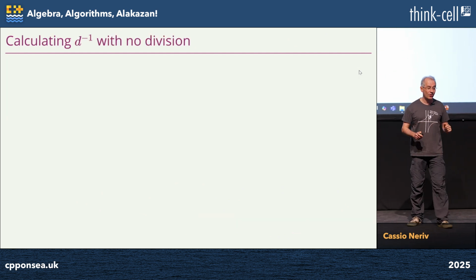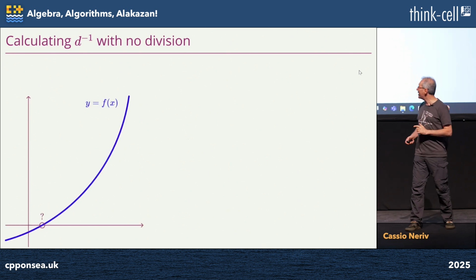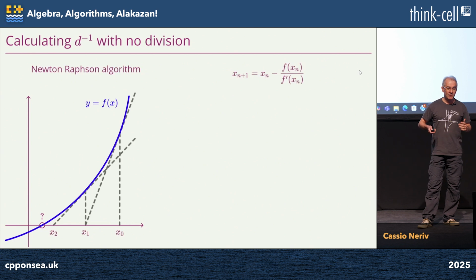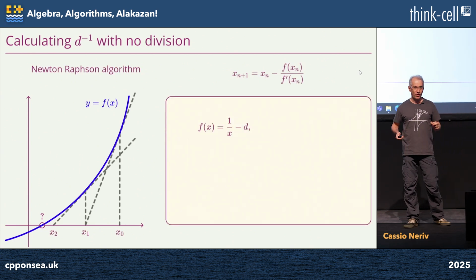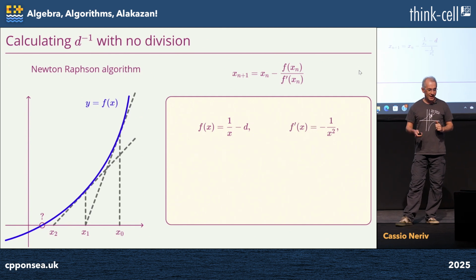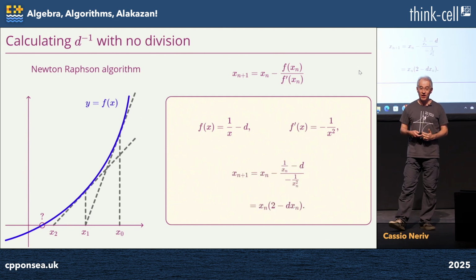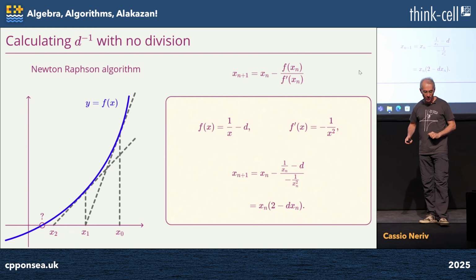First, how to calculate the reciprocal of a number without doing any division, by finding the root of a function using the Newton-Raphson algorithm. So the function is this one. Its only root is the reciprocal of d. That's the derivative, and this is the Newton-Raphson iteration, which simplifies to that expression, which contains no division. So let's implement this algorithm.